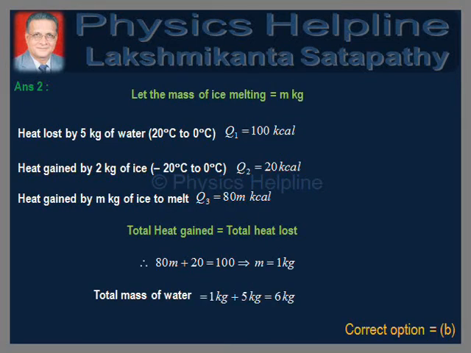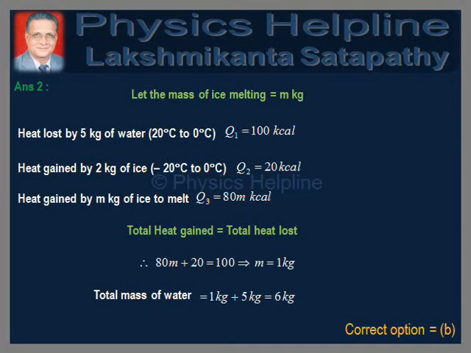Therefore, we conclude that all the ice will not melt. Let the mass of ice that will melt be equal to m kg. Therefore, the heat lost by 5 kg of water to cool from 20 degrees C to 0 degrees C should be equal to heat gained by 2 kg of ice to increase its temperature from minus 20 degrees C to 0 degrees C plus the heat gained by m kg of ice to melt.